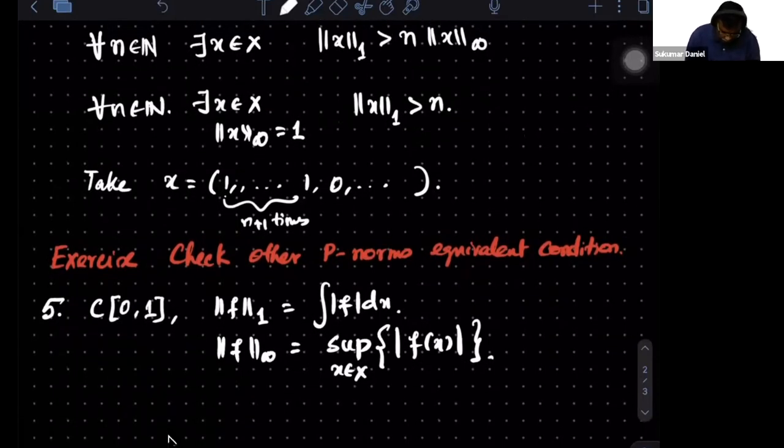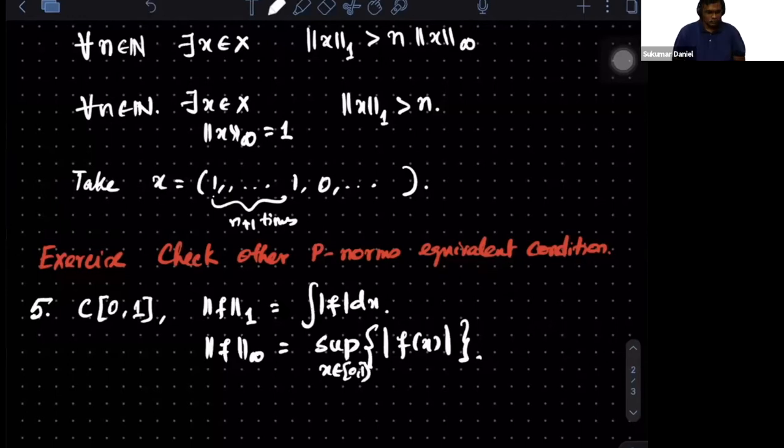Or in this case, x is 0, 1. Now, can you think of, are they equivalent? I give you a minute. Think about it. So if you get any one side of the inequality, you can say yes.